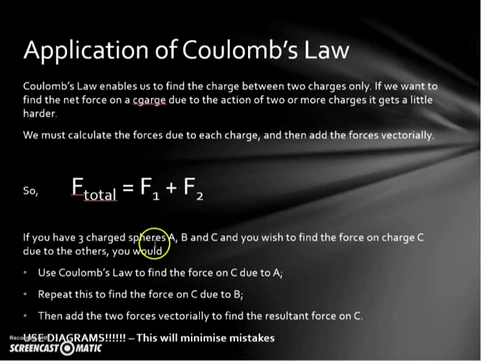If you have 3 charged spheres, A, B, and C, and you wish to find the force on charge C due to the others, first you use Coulomb's law to find the force on C due to the first one, and then you repeat this to find the force on C due to the other one, and then you add them vectorially to find the resultant, or the total force.